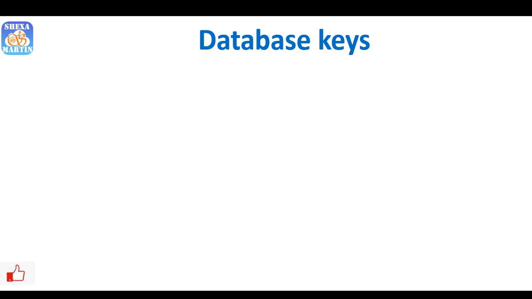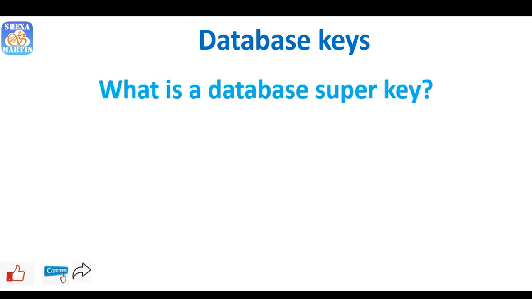Let's now look at a super key. What is it that we call a super key? A super key is any subset of attributes of a table. It's any group of columns that exist in a certain database table, but this group can uniquely identify all the tuples of that table.